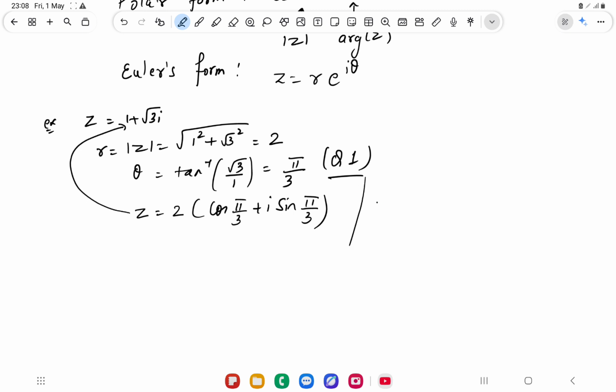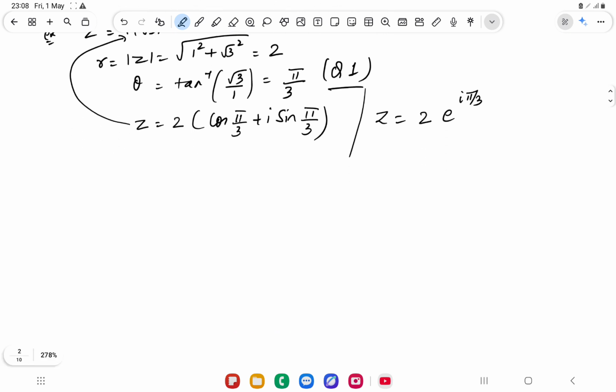And if I want to write it in Euler form, that will be 2 e to the power i pi by 3. So this is how we can convert any complex number. Now let's understand a tricky example.